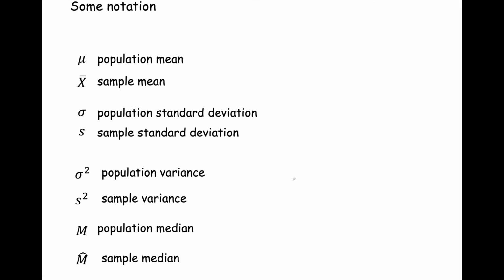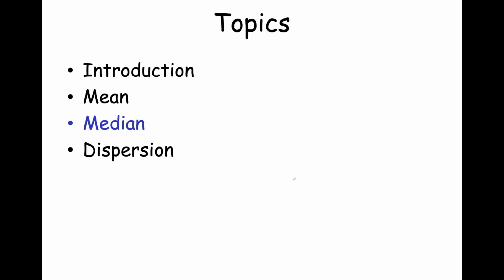So let's add some more notation. We, of course, have our population mean. We have our sample mean, x bar. We have our population standard deviation, our sample standard deviation, s. We have our population variance, sigma squared, and our sample variance, s squared. And we also have our population median, m, that we solved for, and our sample median that we calculated, big M hat.